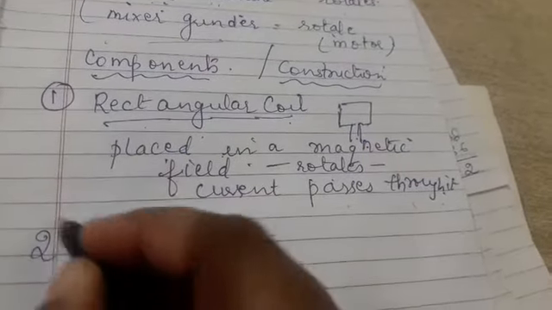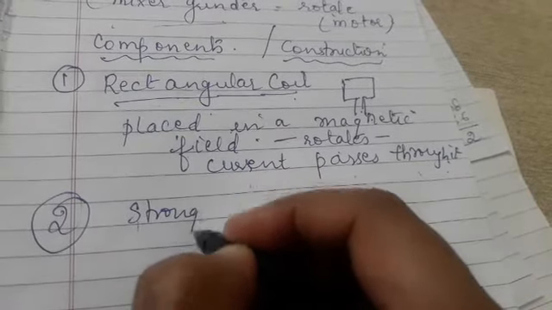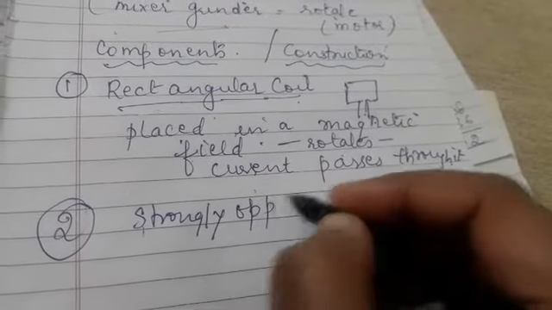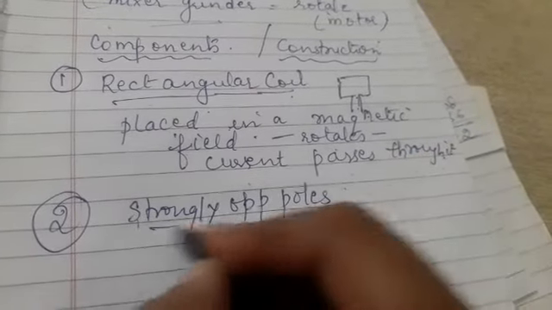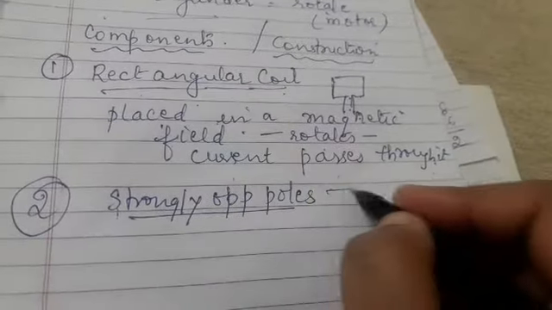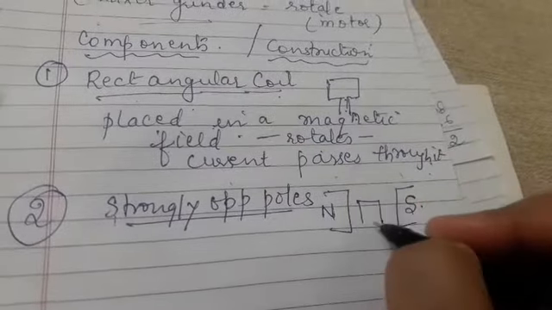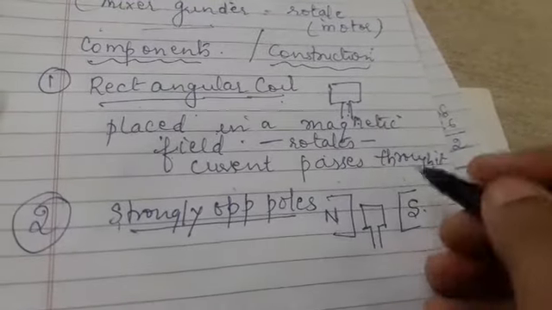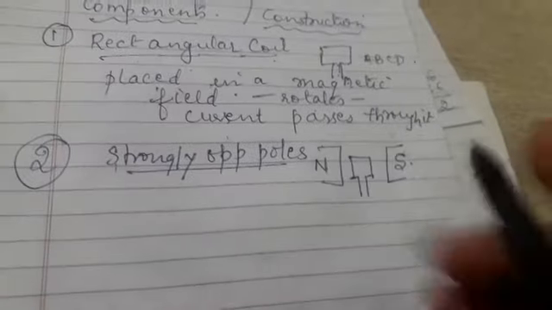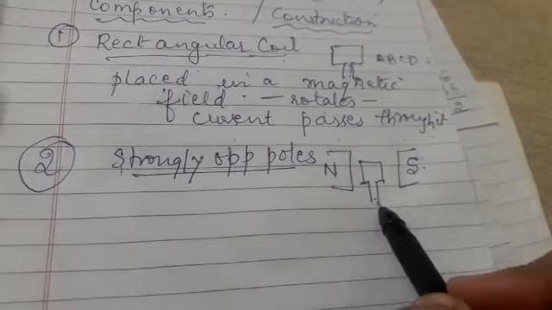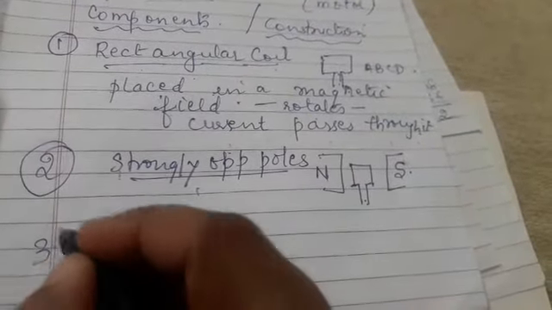Okay, now number two, then there are strong opposite poles. Now this rectangular coil is placed between the two opposite poles shown in the diagram as north and south, and this is how the coil is placed, right? This is a coil and we will name the coil as A, B, C, D. Now this will rotate only when the current flows through it. So there are the rectangular coil, then strong opposite poles for the magnetic field.